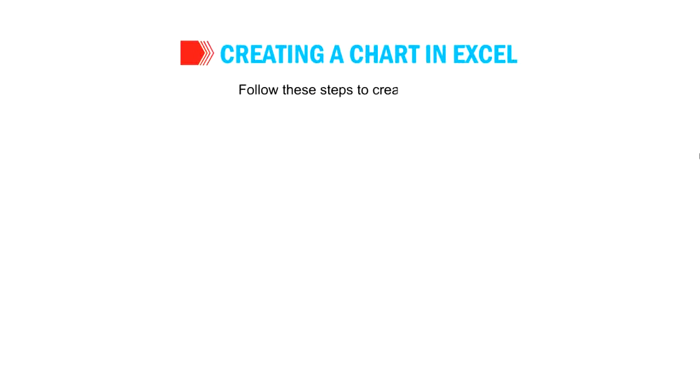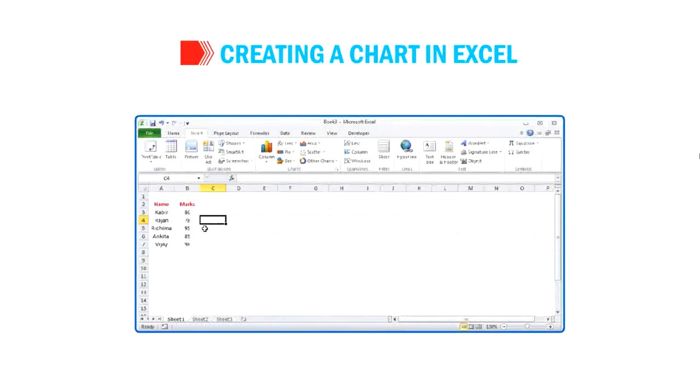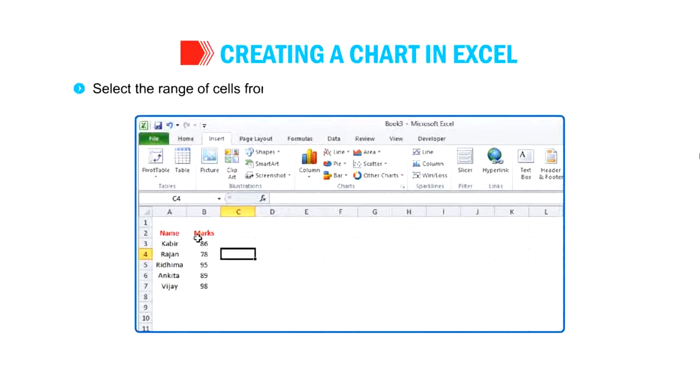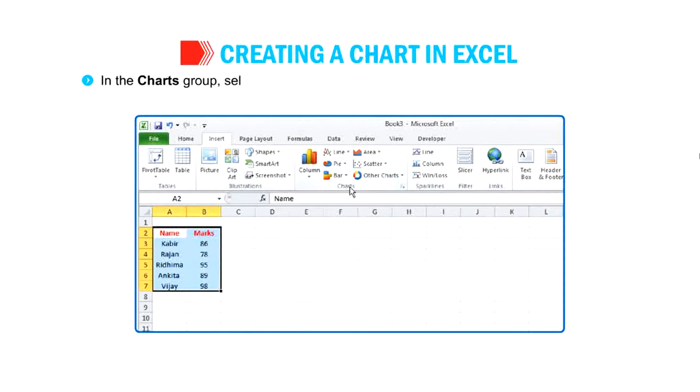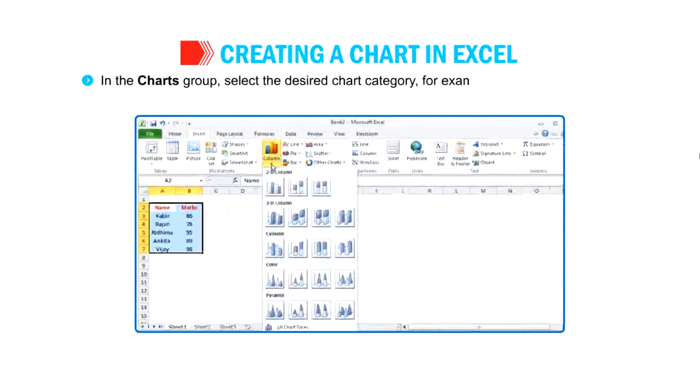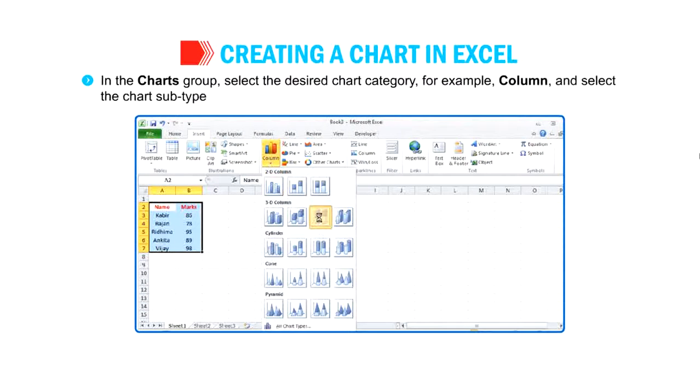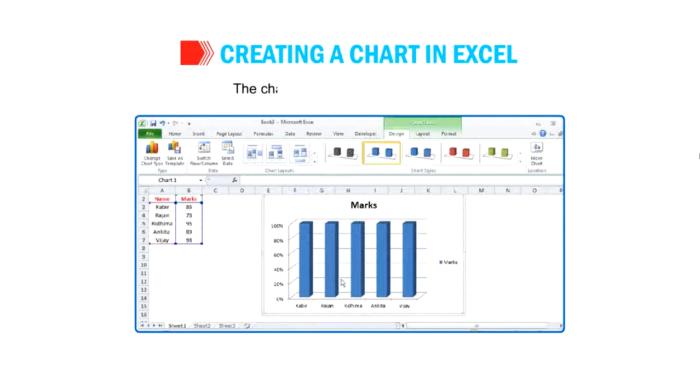Follow these steps to create a chart. Select the range of cells from the worksheet that contains the source of data for the chart. For example, select the range A2 to B7. Click on the Insert tab. In the Charts group, select the desired chart category, for example, column, and select the chart subtype from the display choices. The chart appears on your worksheet.